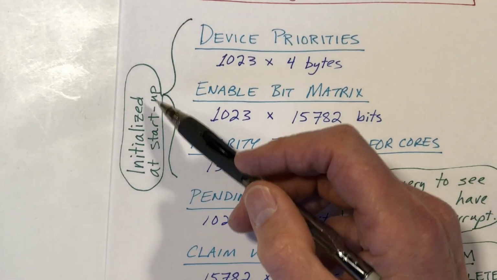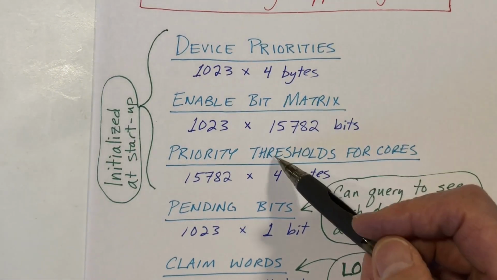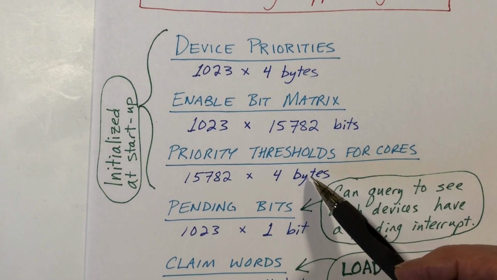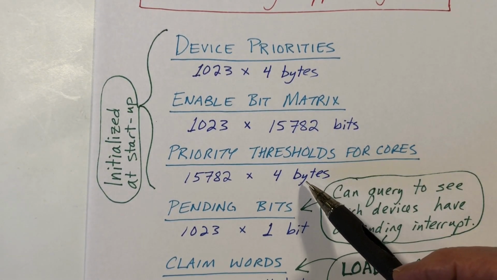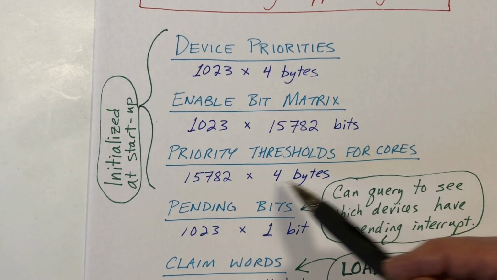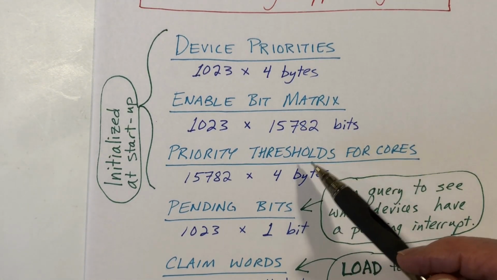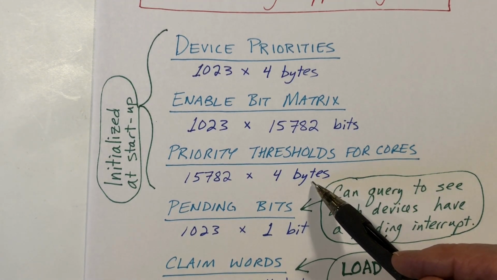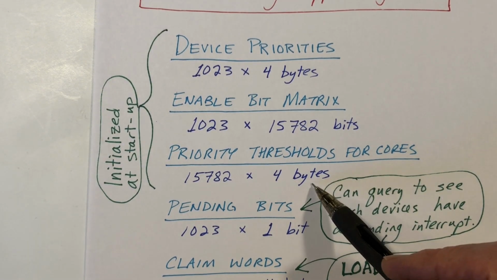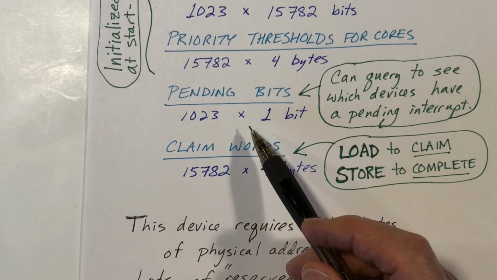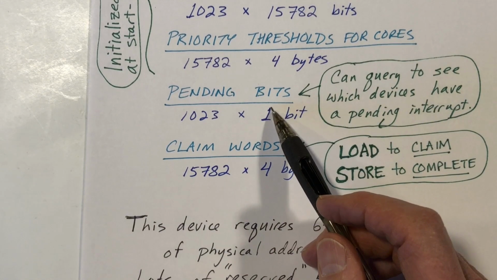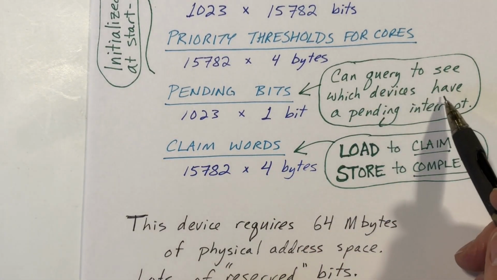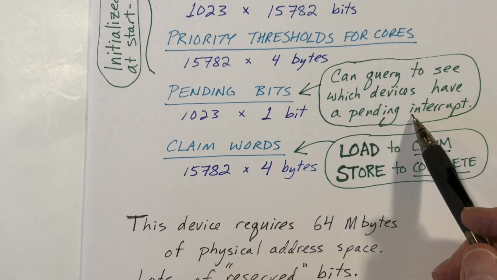So during initialization, these memory locations will be written into to basically configure, we might even say program, the platform level interrupt controller, although I don't really like to use the word program unless there's actual code being executed. And the platform level interrupt controller is not executing any code by any stretch of the imagination. Then we have the pending bits. So this allows a core to query to see which devices currently have a pending bit.